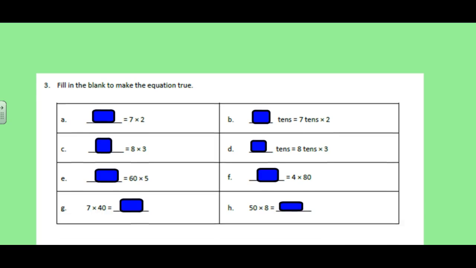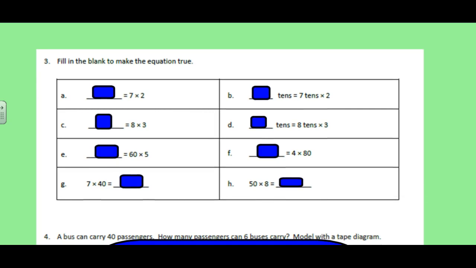Okay, moving on in the problem set, you're going to have to fill in the blanks to make this true. So this is written backwards, but it's okay. So you're trying to find the answer to 7 times 2. So I want you to write the answer to 7 times 2 right here in the blank for A. If you need to push pause, do that. 7 times 2 is 14.